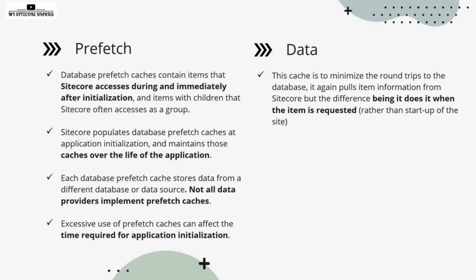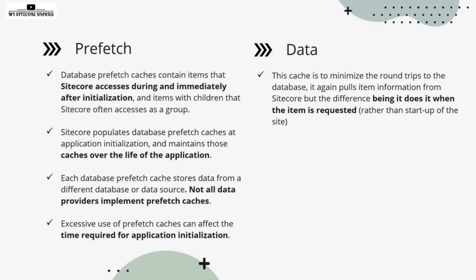Then there is another layer that is called the data cache. This cache is to minimize the round trips to the database. It again pulls the item information from Sitecore, but the difference is that it does it when the item is requested, rather than at startup of the site. Prefetch cache builds the cache at the startup of the site, whereas data cache is on the basis of request. So if you request some item, then that item data it gets from the database and stores into the data cache. So it minimizes the round trips to the database.